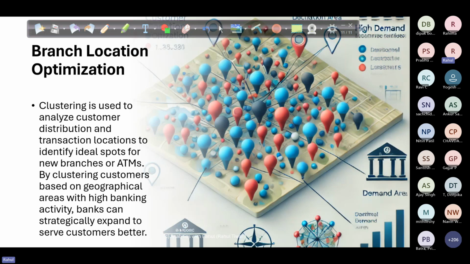For example, let's say I am a customer of HDFC Bank, and in my locality, the HDFC Bank is not there. Same way, like me, there are various other customers of HDFC Bank who are also living in the same area where I am staying. Now there the bank is not there, but yes, there are other banks available.